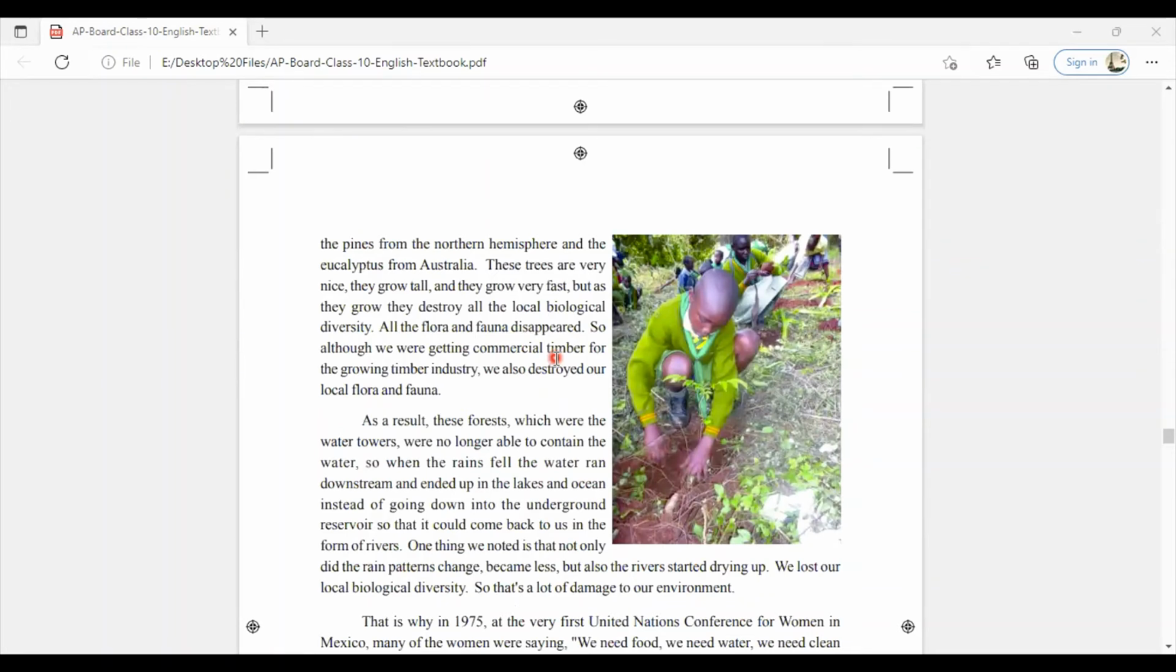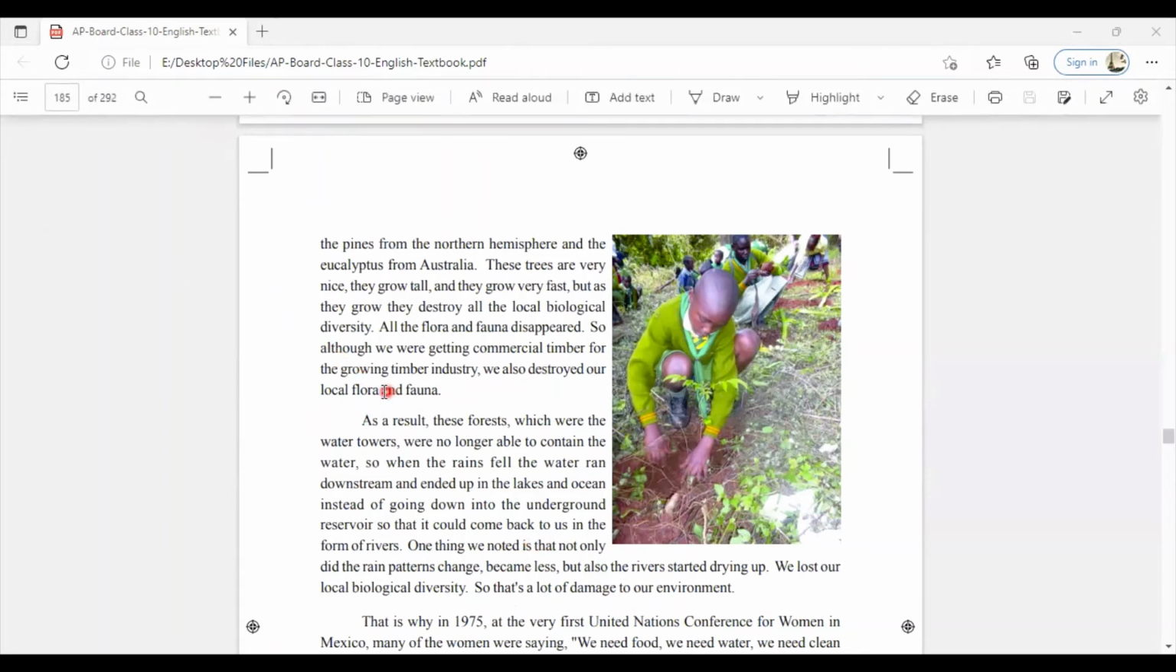So she said that, but as she grew, the people destroyed all the local biological diversity. Local flora and fauna were damaged. So all the flora and fauna disappeared. Plants and animals, local plants and animals.